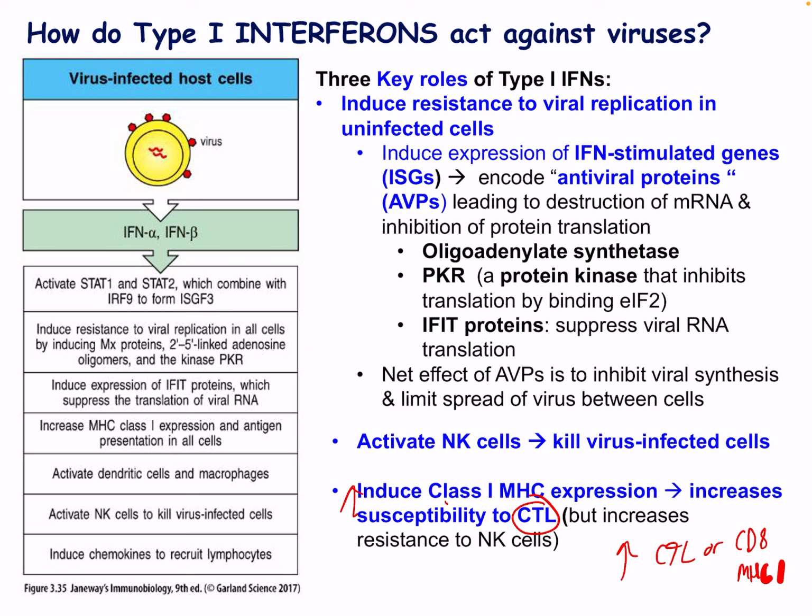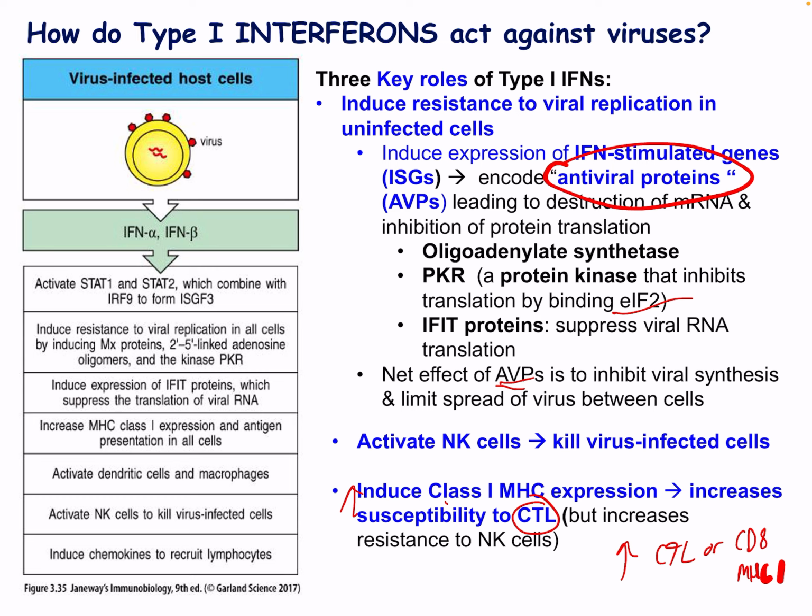So here we can say that the interferons also induce resistance to viral replication in unaffected cells. This is because they induce expression of interferon-stimulated genes, which encode these antiviral proteins, leading to the destruction of mRNA and inhibition of protein translation. Examples of these antiviral proteins include oligoadenylate synthase, PKR, a protein kinase that inhibits translation by binding to EIF2, and IFIT proteins, which suppress viral RNA translation. The net effect of antiviral proteins is to inhibit viral synthesis and limit the spread of the virus between cells.